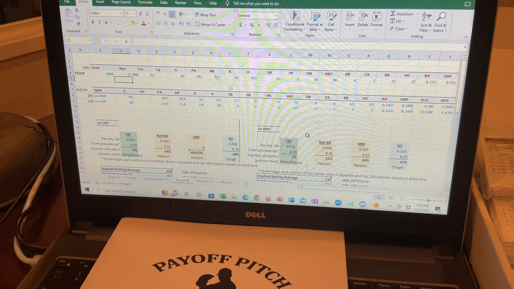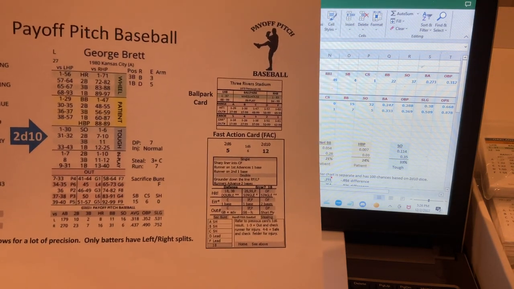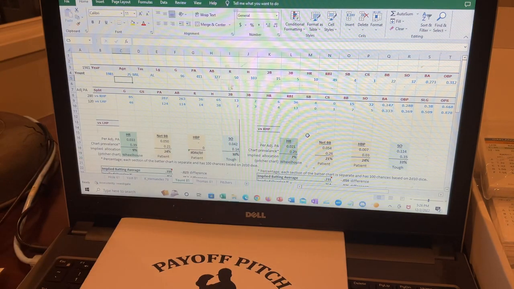In terms of the game, I think it's fun to play. As I mentioned, the design is very interesting. You can play it with dice, or as is shown here, you can play it with fast action cards. But again, that's not the purpose of the video today. I would encourage you to go out and buy Payoff Pitch.